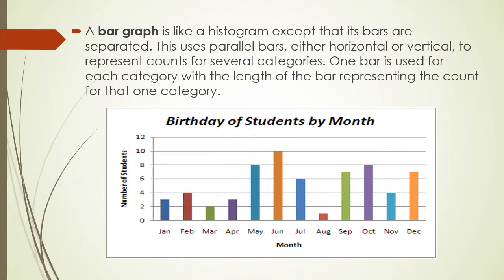For bar graphs, it's like a histogram except that its bars are separated. This uses parallel bars, either horizontal or vertical, to represent counts for several categories. One bar is used for each category, with the length of the bar representing the count for that category. So this is an example of a bar graph.